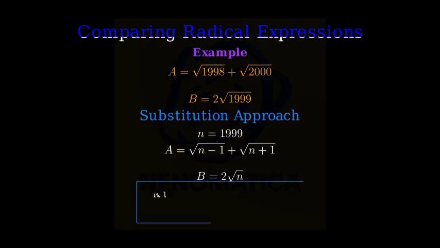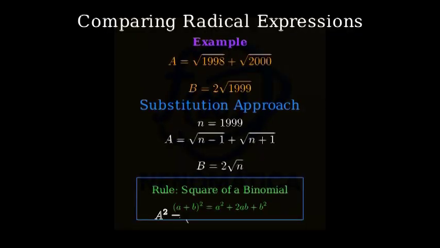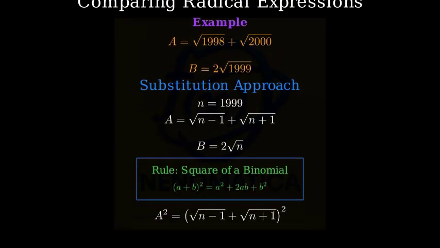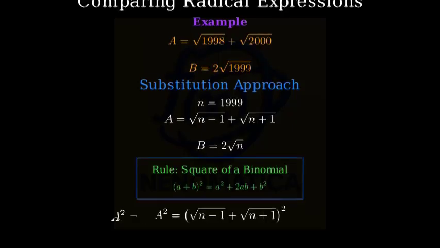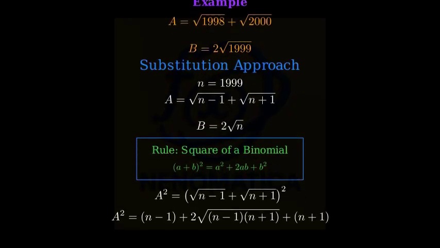Let's start with a. When we square a, we get a squared equals open parenthesis square root of n minus 1 plus square root of n plus 1 close parenthesis squared. Now we can expand this expression using the square of a binomial formula. A squared equals the square of the first term, which is n minus 1, plus 2 times the product of the terms, which is 2 times square root of n minus 1 times square root of n plus 1, plus the square of the second term, which is n plus 1. Let's simplify this expression.